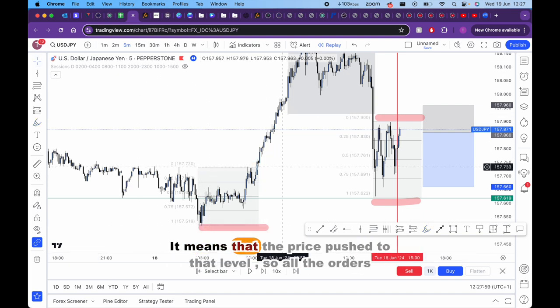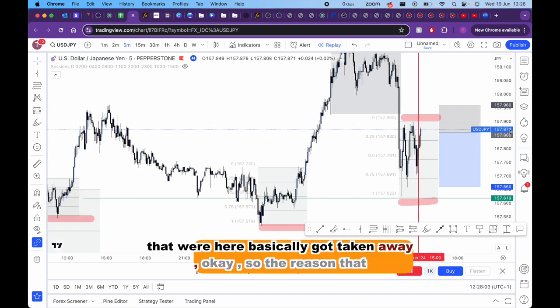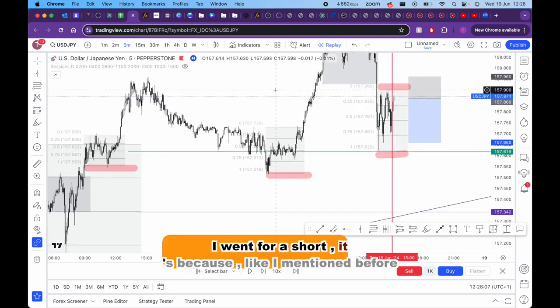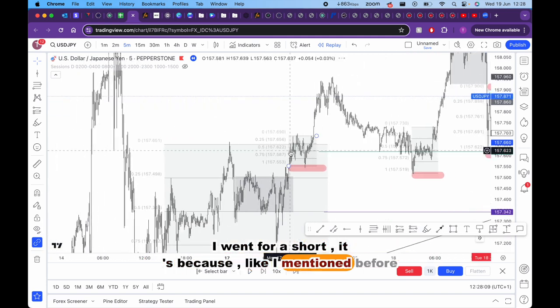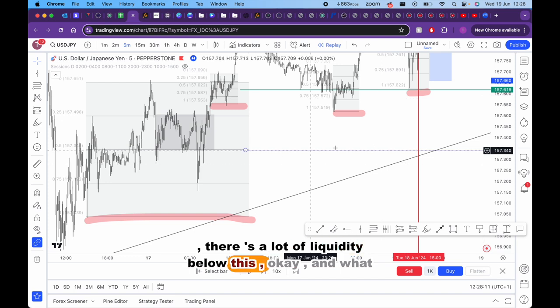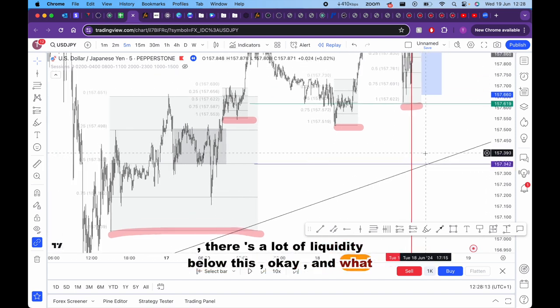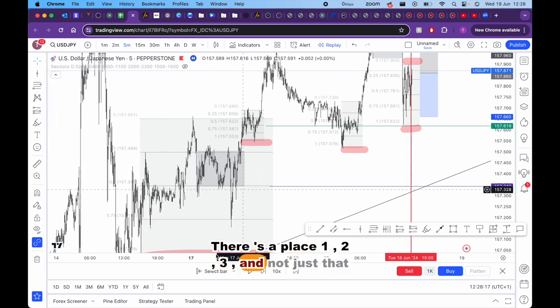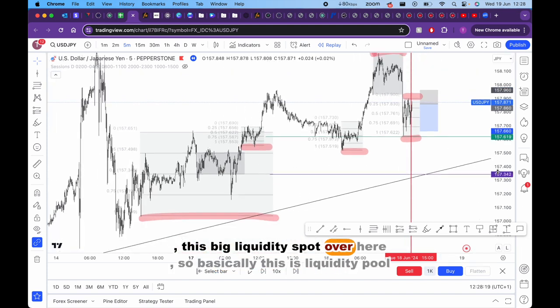What does that mean? It means that the price pushed to that level, so all the orders that were here basically got taken away. Okay, so the reason that I went for a short is because, like I mentioned to you before, there's a lot of liquidity below this. Okay, and what does that mean? There's place 1, 2, 3, and not just that, there's this big liquidity spot over here. So basically this is like a liquidity pool.